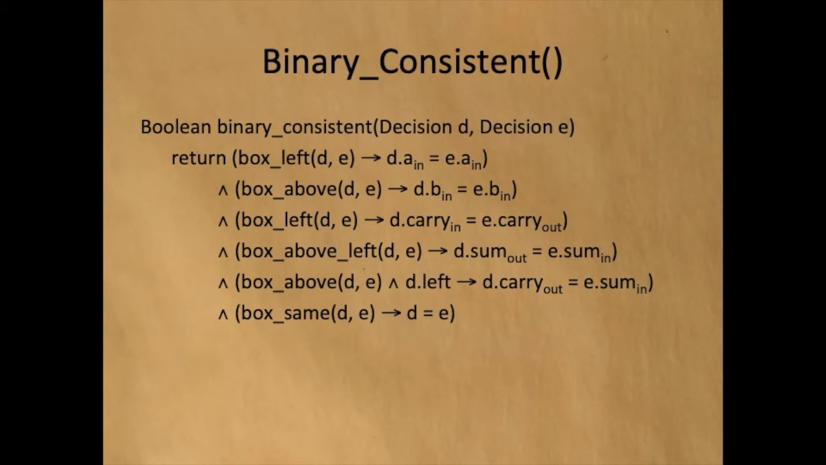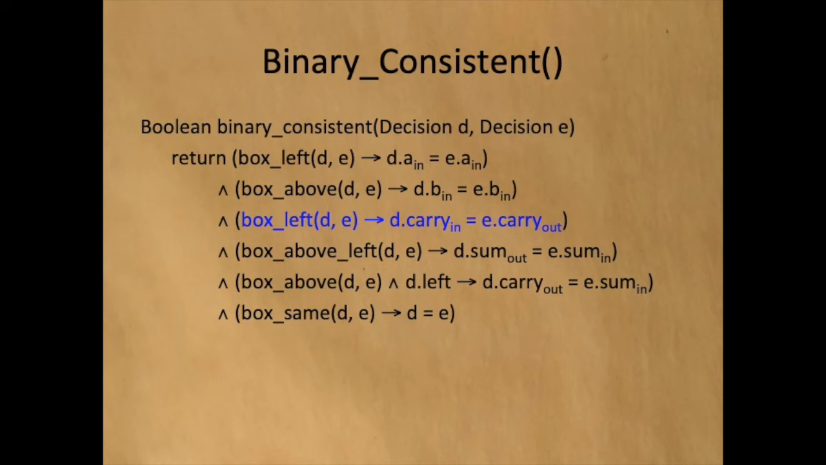Binary consistent checks the following 6 constraints. The first constraint ensures that all of the AN values in each row are equal. If D is to the left of E, then D.AN must equal E.AN. The second check ensures that all of the BN values in each column are identical. If D is directly above E, then D.BN must equal E.BN.